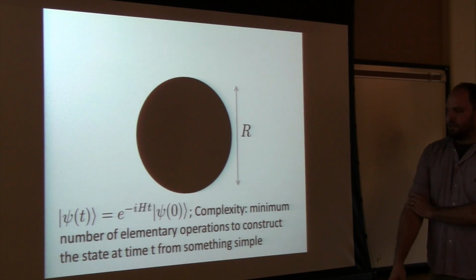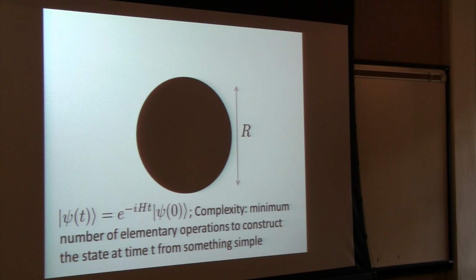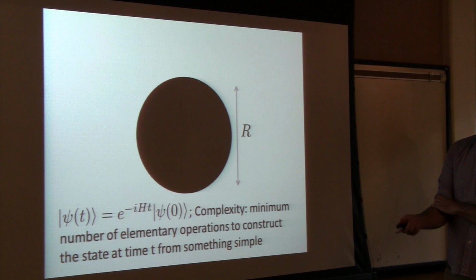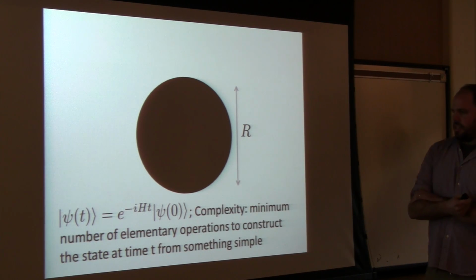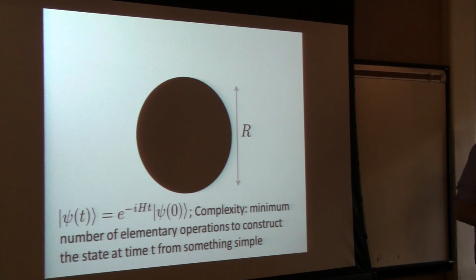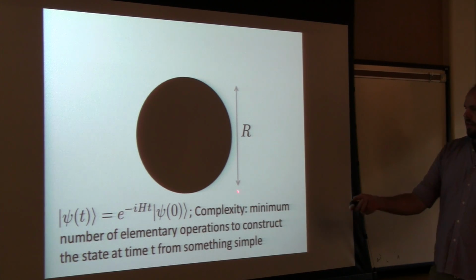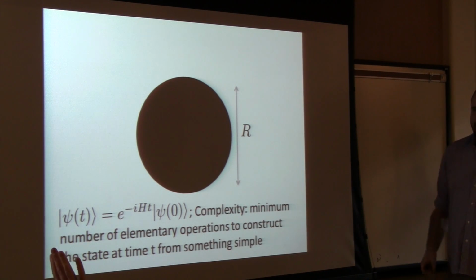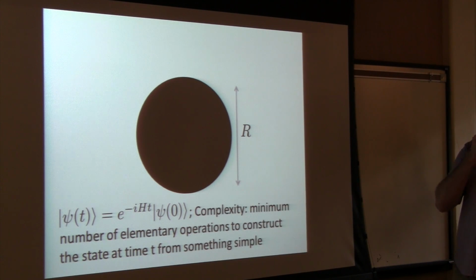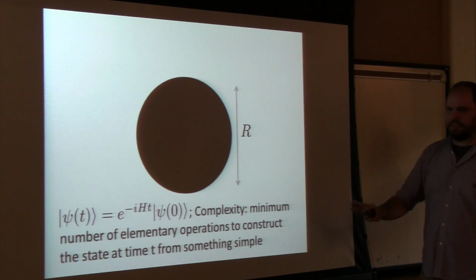And so we have these many states. The system is undergoing some dynamics. And in this talk, we're going to think about what is the complexity of this state. So here's my time-evolving state. And the complexity is just how many simple elementary operations you need to do to produce this state from something simple. So this talk is going to all be about the complexity. And yeah. What's the definition of something simple? I'll come to that in a second. I'm being a little vague here.